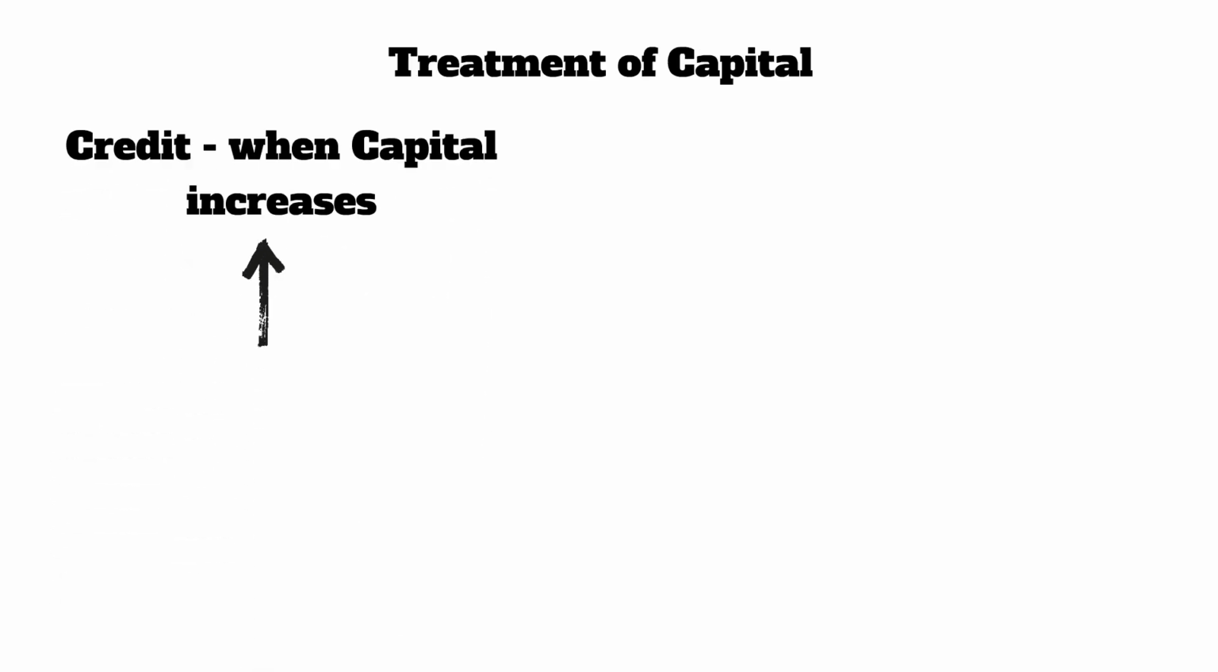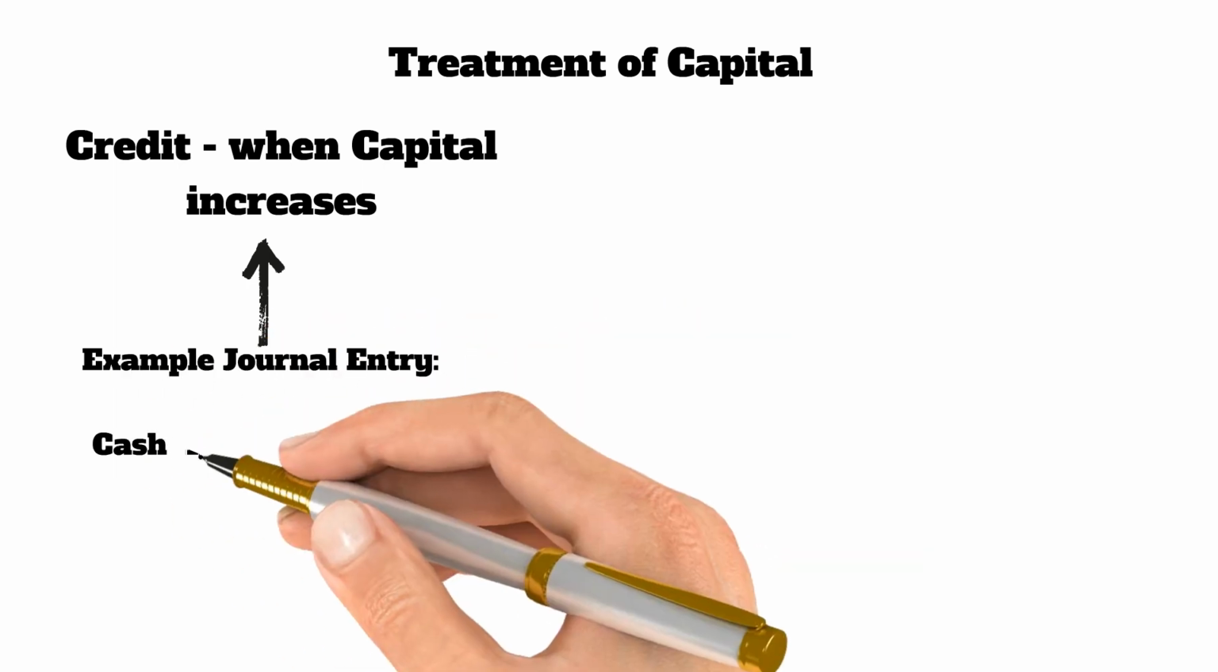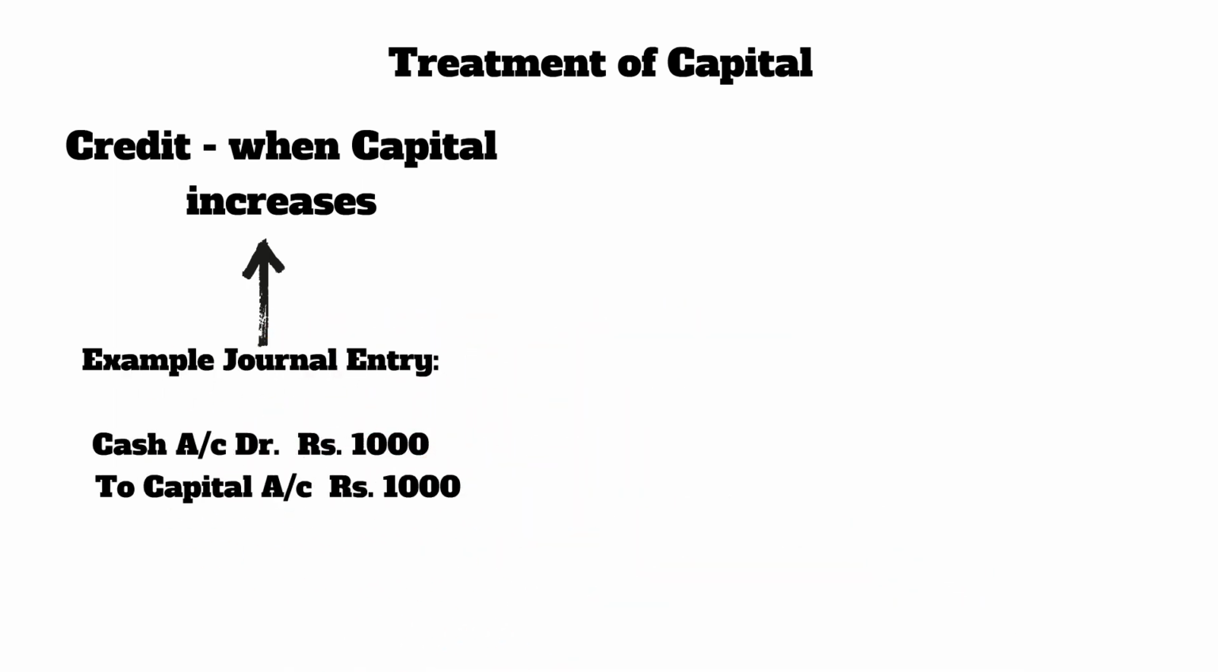So getting to understand the treatment of capital, you credit when capital increases. So here is an example journal entry. Cash account debit rupees 1000 to capital account credit rupees 1000. The reason why you are crediting capital is because capital is what forms your business. You contribute capital to the business so that you can conduct all your various operations throughout your business activities.